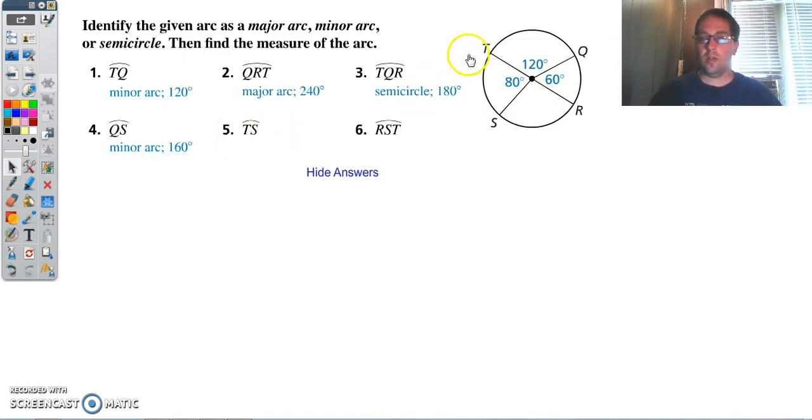Alright, arc TS, well, that's just right there, that's 80 degrees, because that's our central angle. Minor arc, because it's less than 180. And RST, arc RST, well, that's the other half of TQR, isn't it? We already said that TR is a diameter, so this is a semicircle, 180 degrees. So that's that. Not too bad.